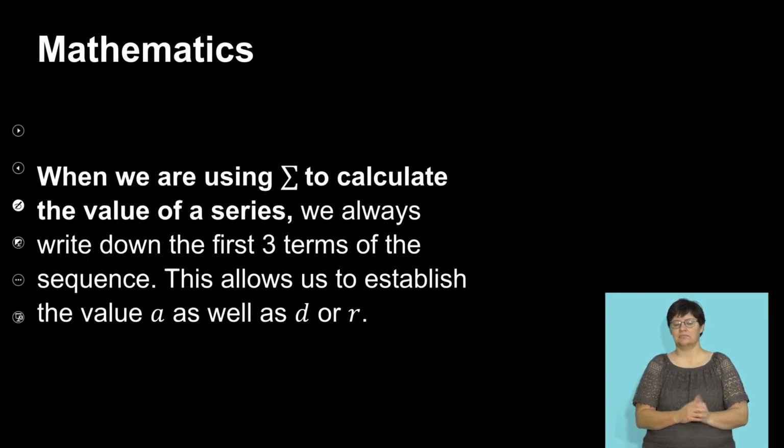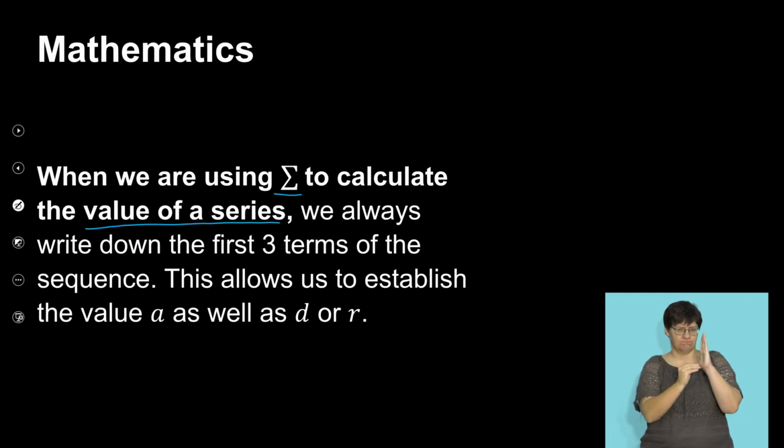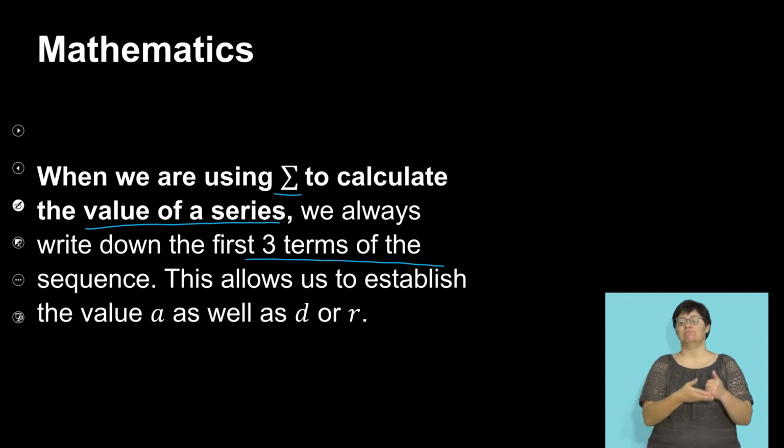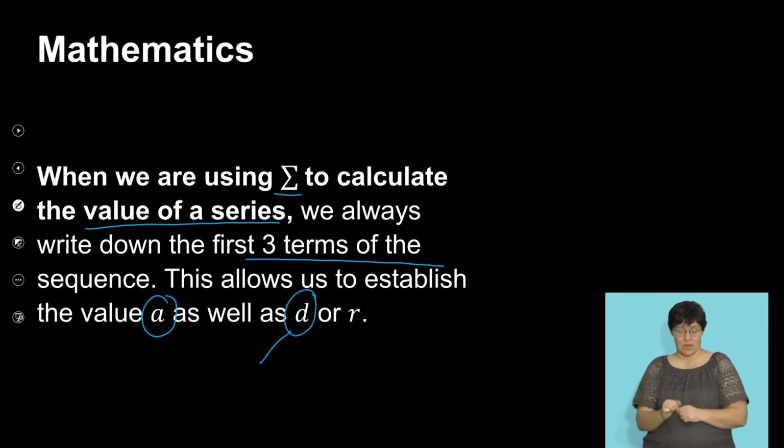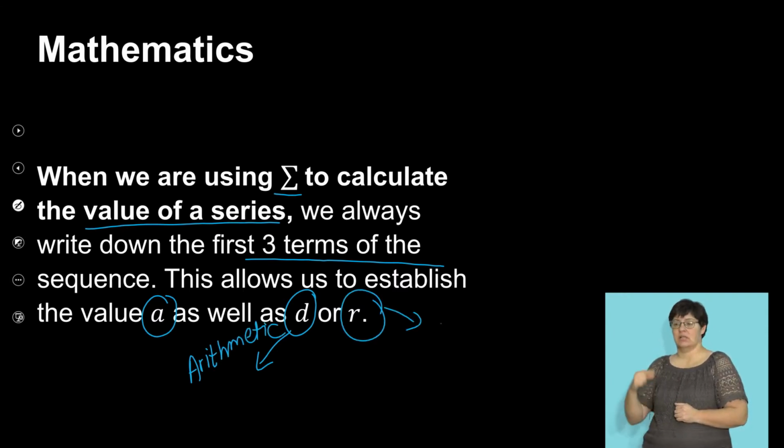So, guys, just a little bit of a summary of what we have covered: when we are using sigma to calculate the value of a series, we need to actually write down the first 3 terms of the sequence. Why do we need to write down the first 3 terms of the sequence? This is going to allow me to establish the value of A as well as D if it is an arithmetic series, and then R if it is a geometric series.